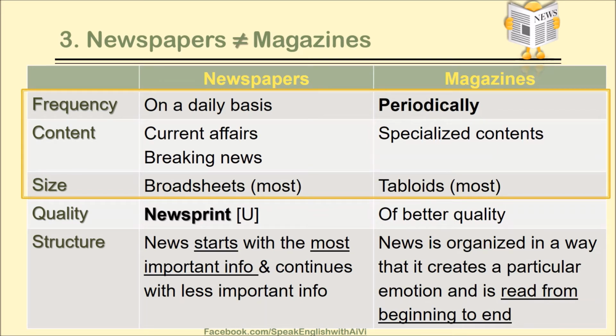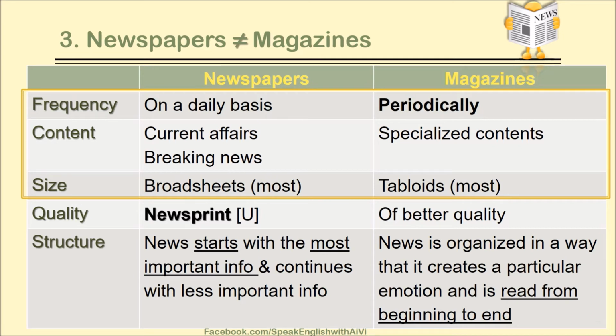So your answer can be something like this. Well, I think there are some basic differences between newspapers and magazines. The most striking one is probably the fact that newspapers are published more frequently than magazines. For example, as far as I know, most newspapers are published on a daily basis, while magazines usually come out periodically, say once a month or once every 2 weeks.